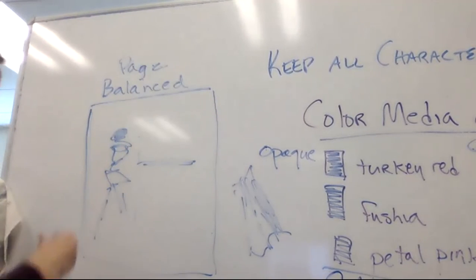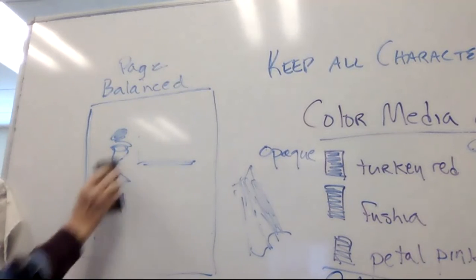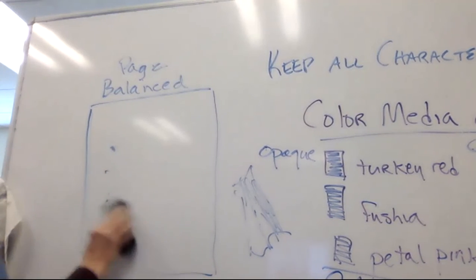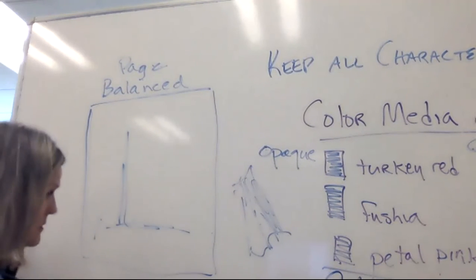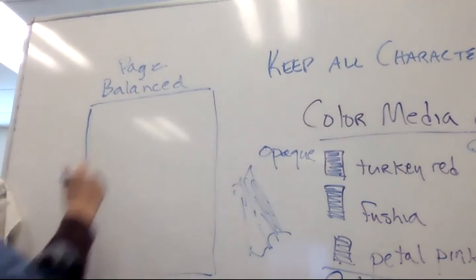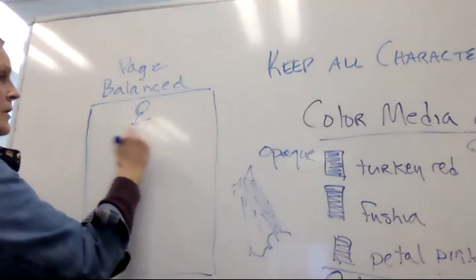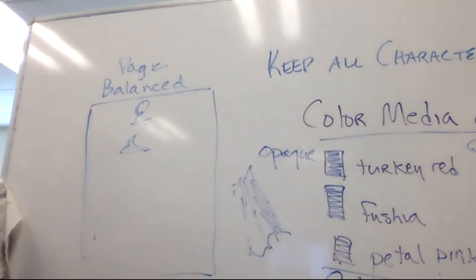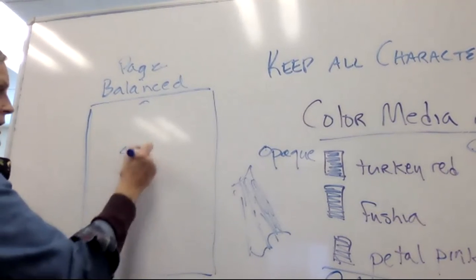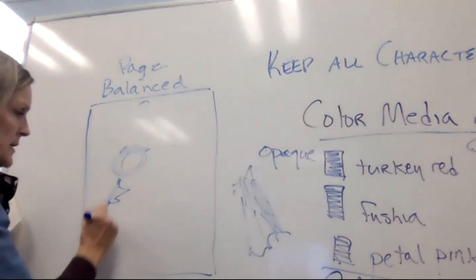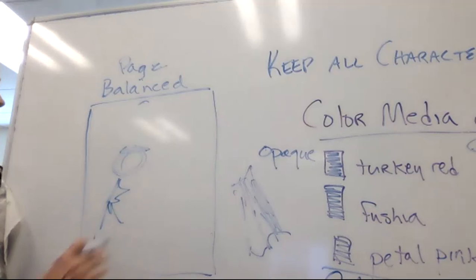So the figure is either in the center, or it's on the side and balanced by something else, or has a little shadow on the bottom. But what you don't want is your figure up here and then a bunch of blank space down here. Same thing, you don't want your figure to be here with a big head and then a tiny body down here. Okay, so you want to figure out where your figure is going to go on the page.